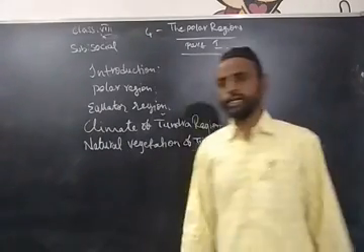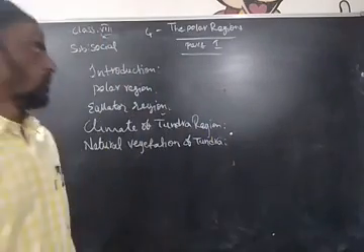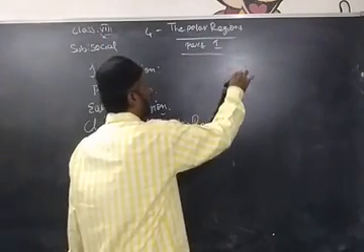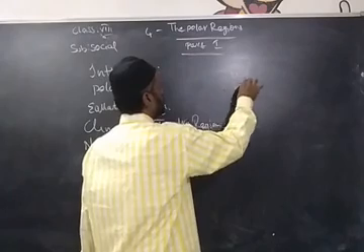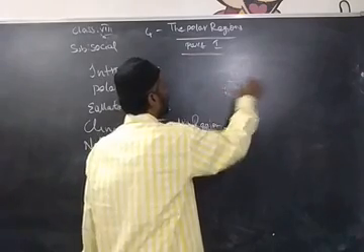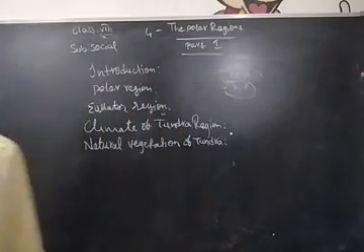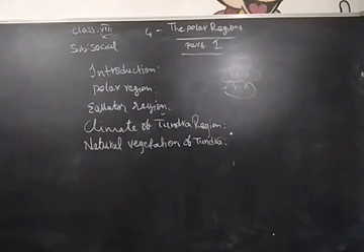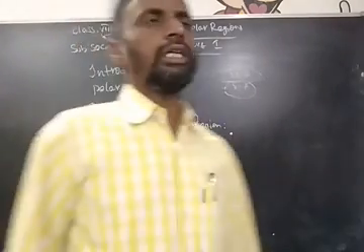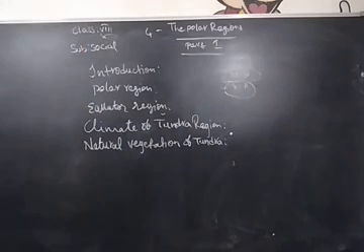How many poles are there? Two poles are there. One is the North Pole and the other is the South Pole. The regions located at the North Pole and South Pole are called polar regions, and these regions are also called frigid regions, which means they are totally covered with ice.